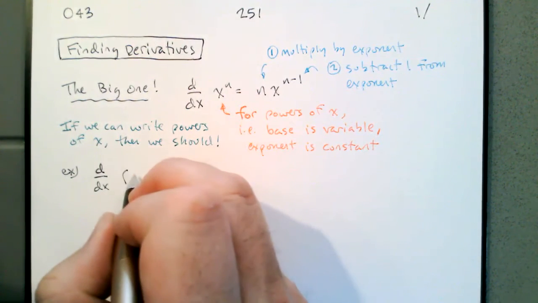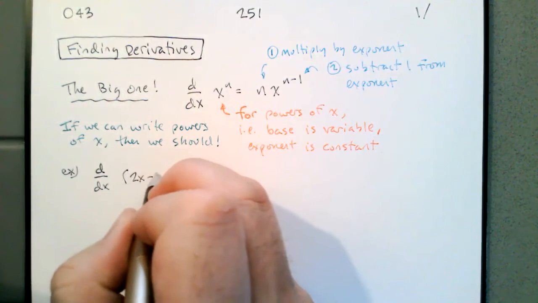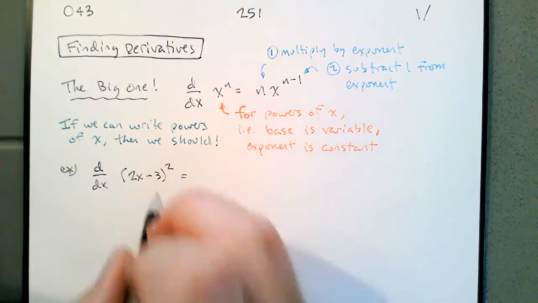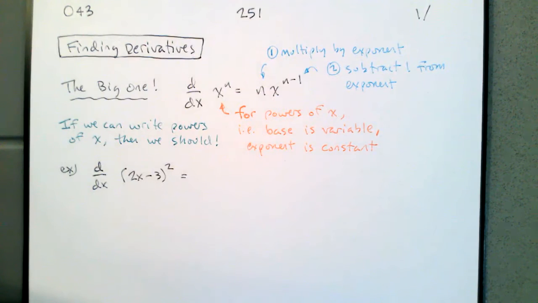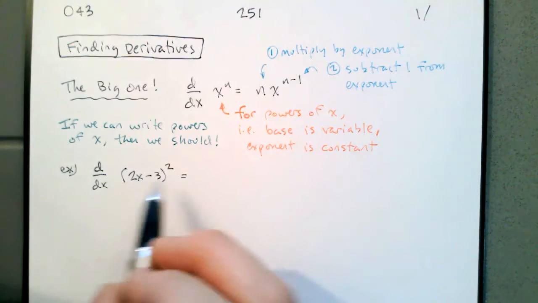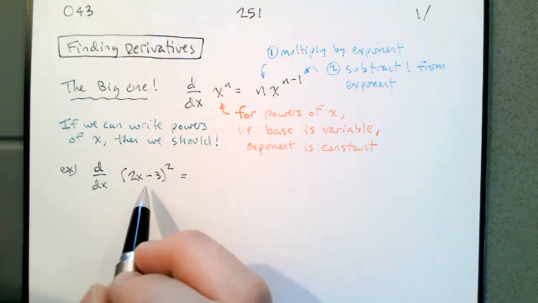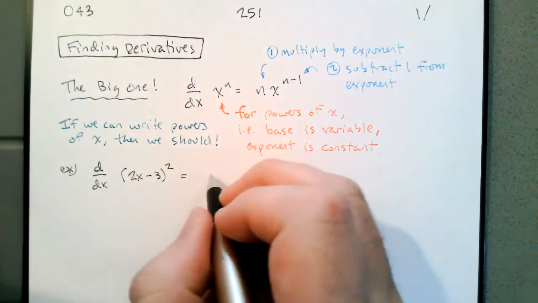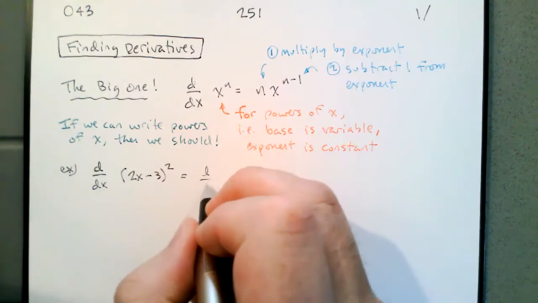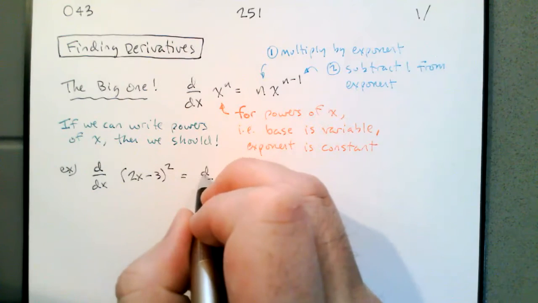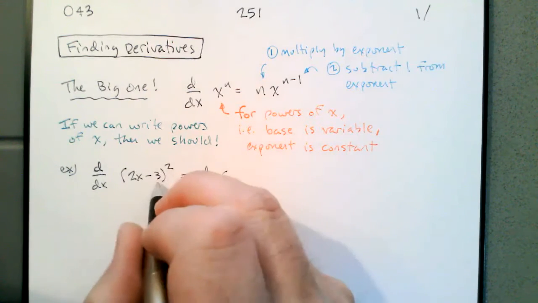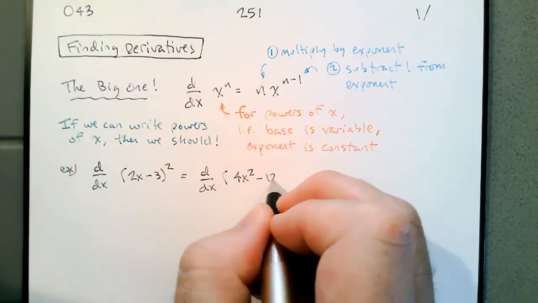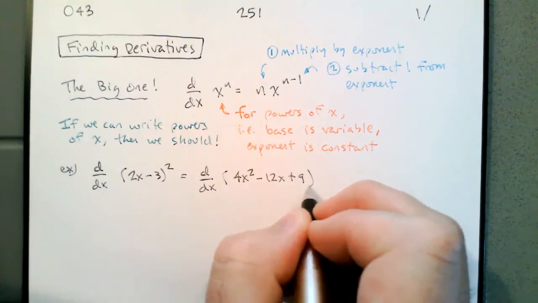So if I wanted the derivative of 2x minus 3 squared, I can multiply out the 2x minus 3 and get powers of x. Right now, I don't have powers of x. I've got a power of a binomial. I want to write a bunch of x to the n. So I'll just multiply this out. This will be the derivative of 4x squared minus 12x plus 9.